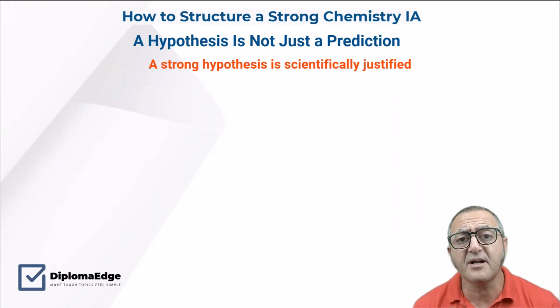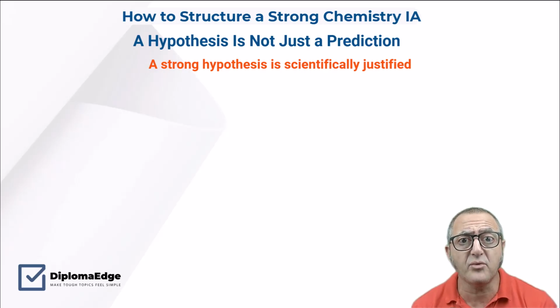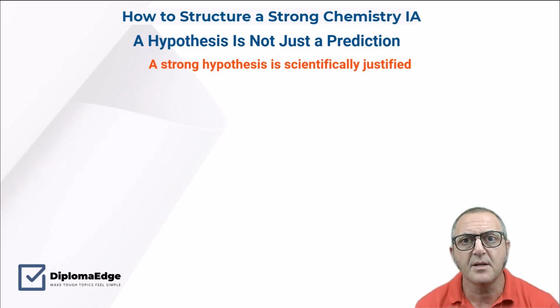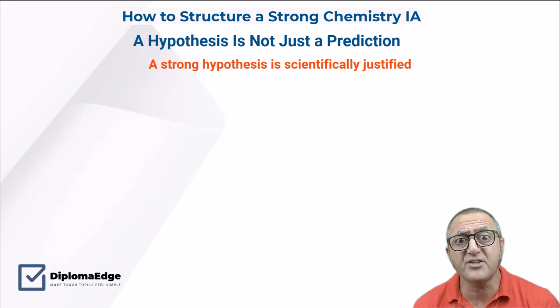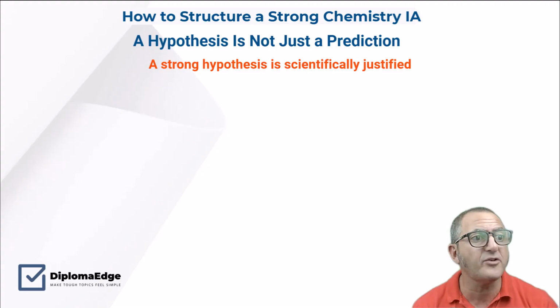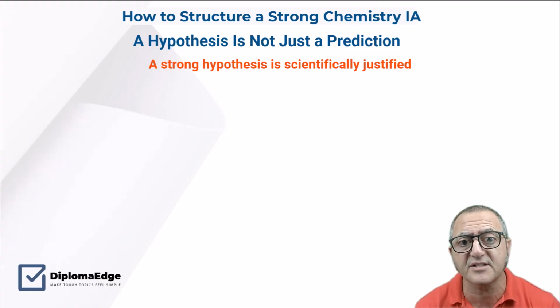And this is a very typical mistake that students make when they write down the hypothesis. A hypothesis is just not a prediction. Yes, it does have a prediction, but the prediction needs to be justified. That is the reason why the hypothesis normally appears after the background information: in the background information, you are getting information about how this is happening, what is the science behind it, and then you use that information to justify the prediction, what you think is going to happen in your particular experiment.